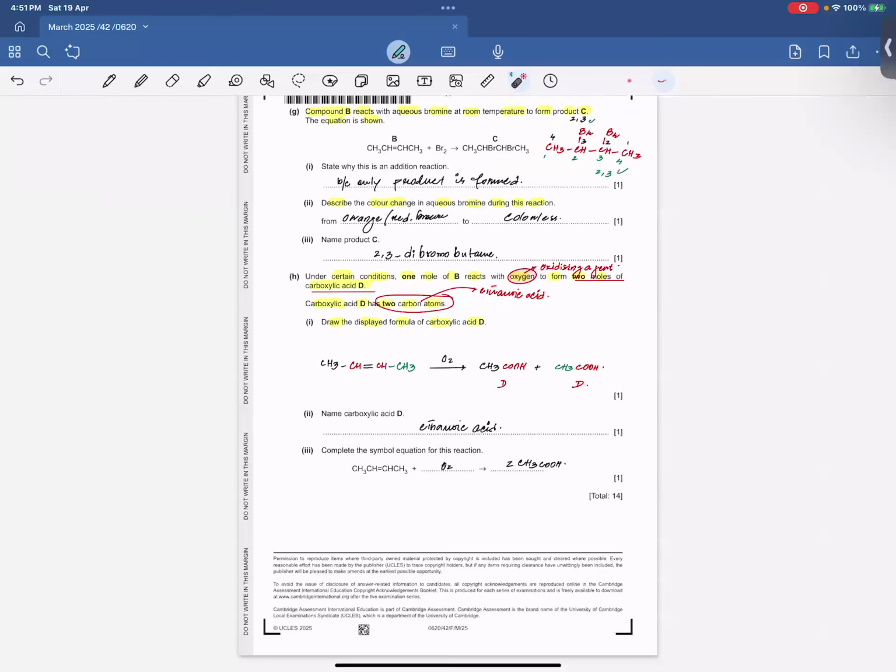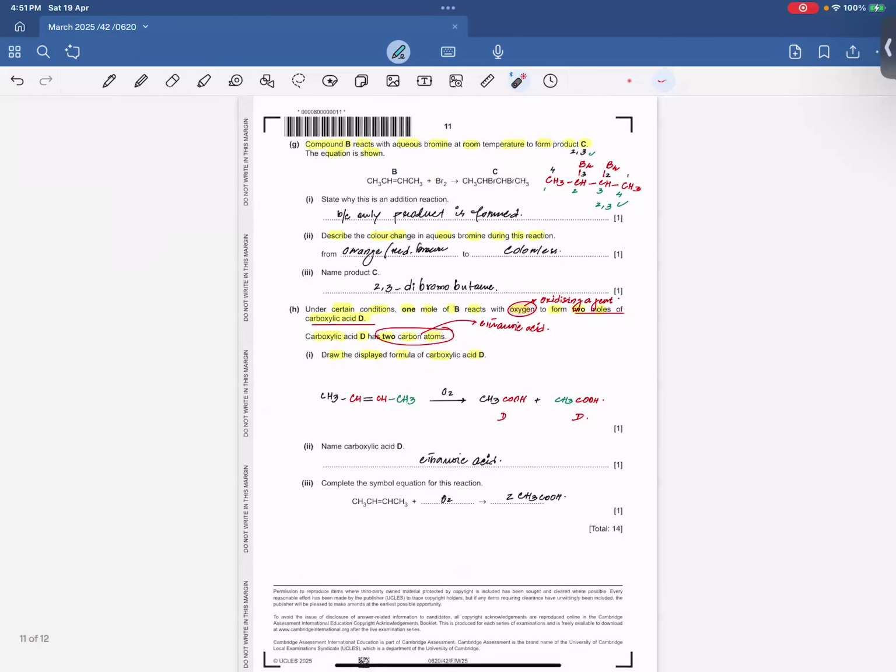So that's the end of this paper, guys. I hope it makes sense to you. By the way, the last part of the question paper is really, really my favorite. That's an amazing piece of question.